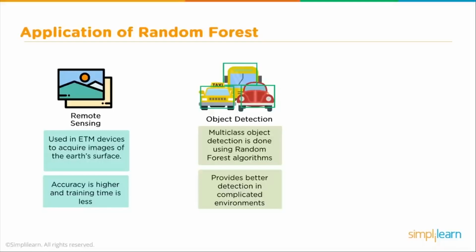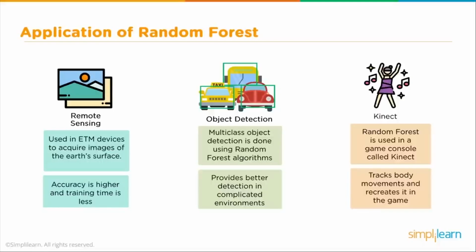And then we have another example, Kinect. Let's take a little closer look at Kinect. Kinect uses a random forest as part of the game console. What it does is it tracks the body movements and recreates them in the game. Let's see what that looks like.